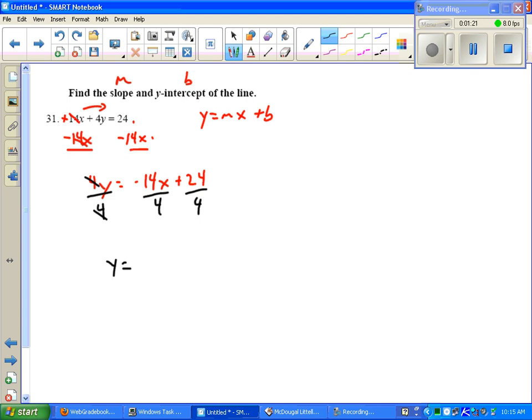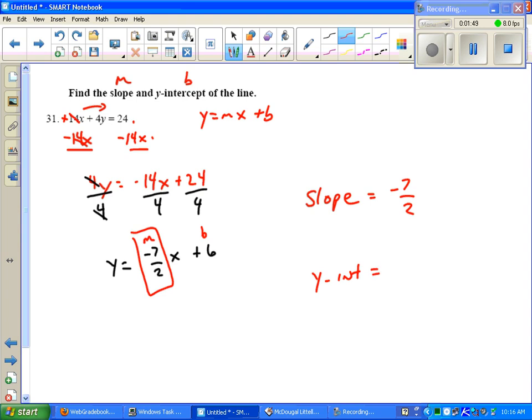Negative 14 divided by positive 4 is going to be a negative. The number 2 goes into both of them. It's going to be negative 7 over 2x. Plus 24 divided by 4 will be plus 6. Now what we have is y equals mx plus b. M is your slope. So your slope equals negative 7 over 2. And your y-intercept is your b value. That value is a positive 6.